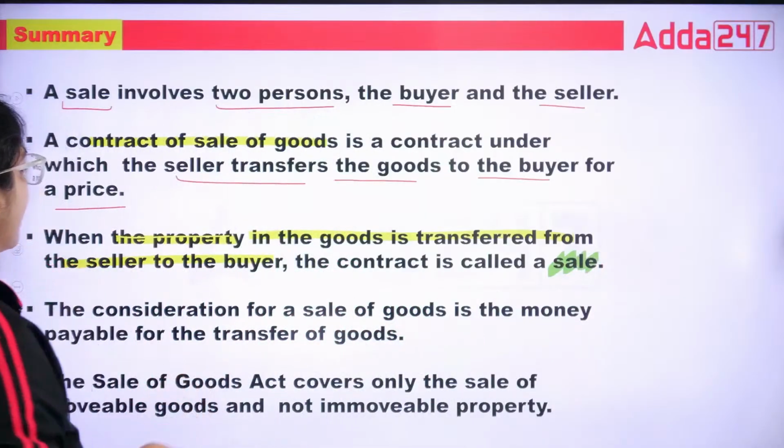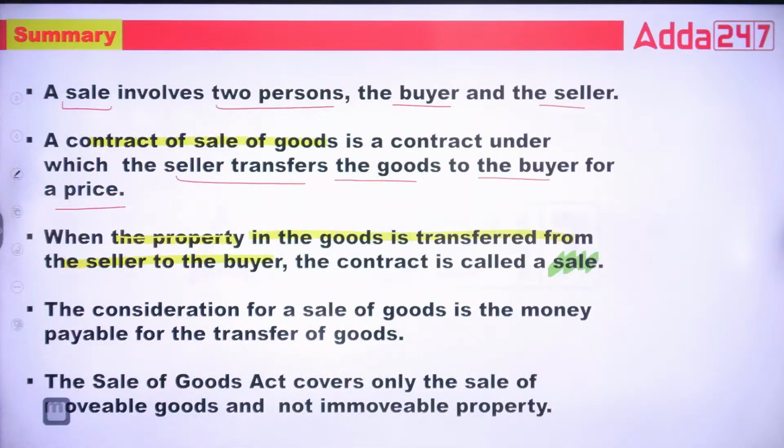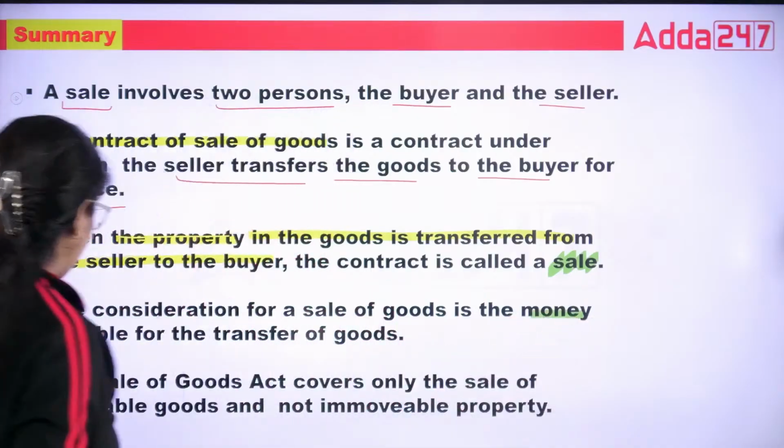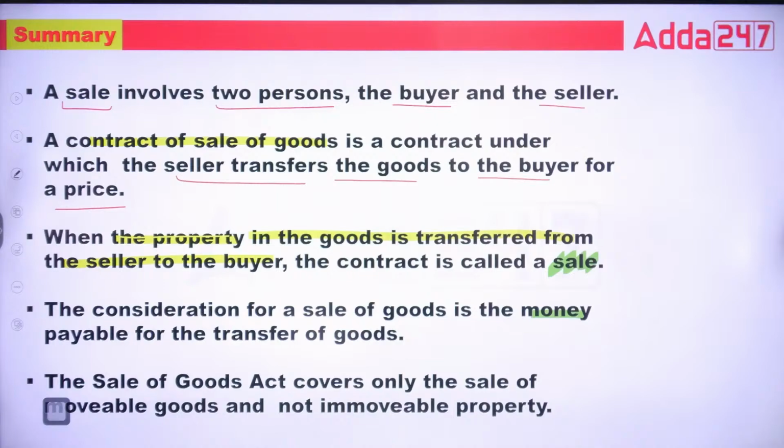The consideration in the sale of goods is always money. And the sale of goods covers only the sale of movable property, not immovable property. So class, please see the paragraph. That is important.